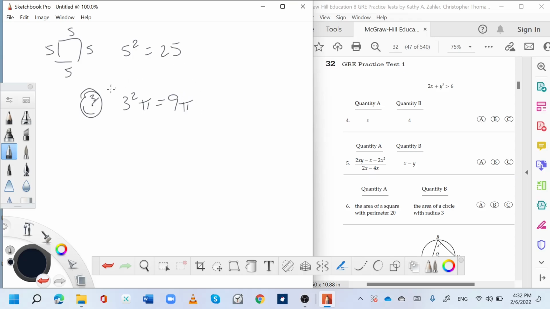And so now we've got a pi term and an integer term. We want to compare these two without a calculator. So we're going to just estimate 3.14, and let's just make a really rough estimate of 3. 9 times 3 equals 27. 27 is greater than 25, so B is greater.